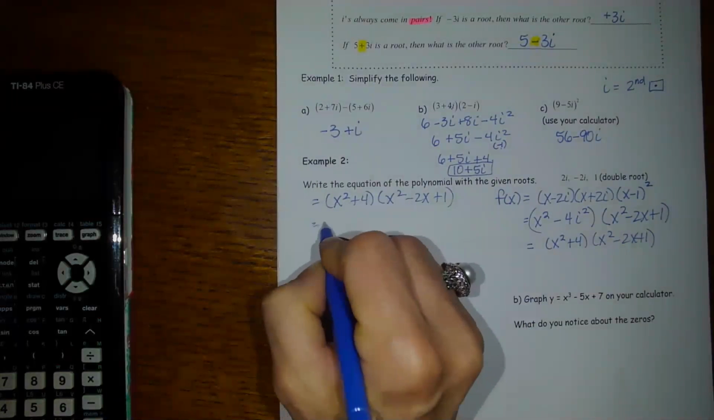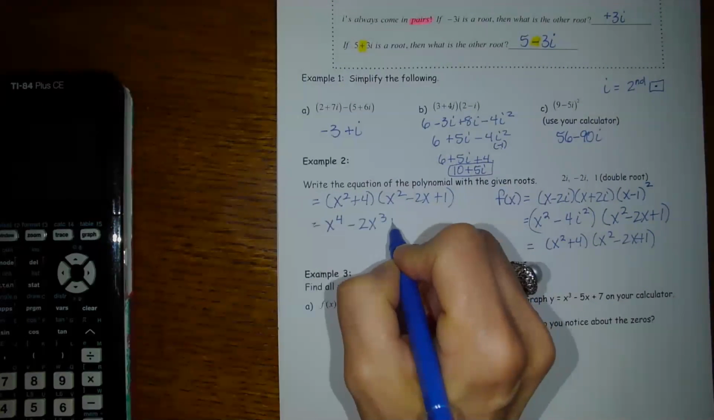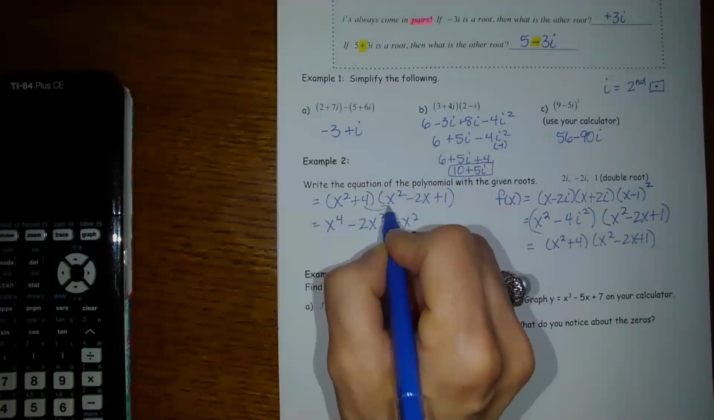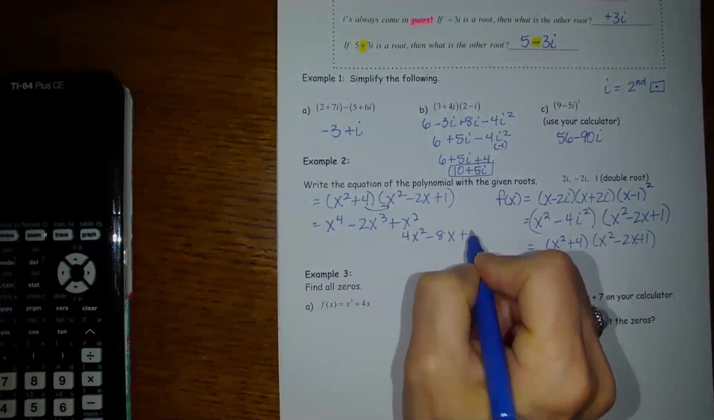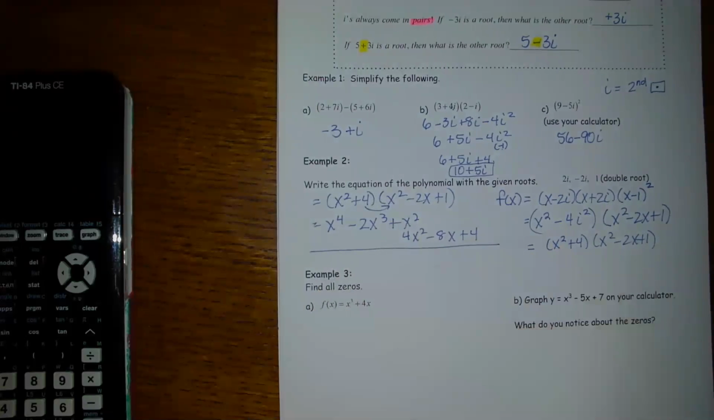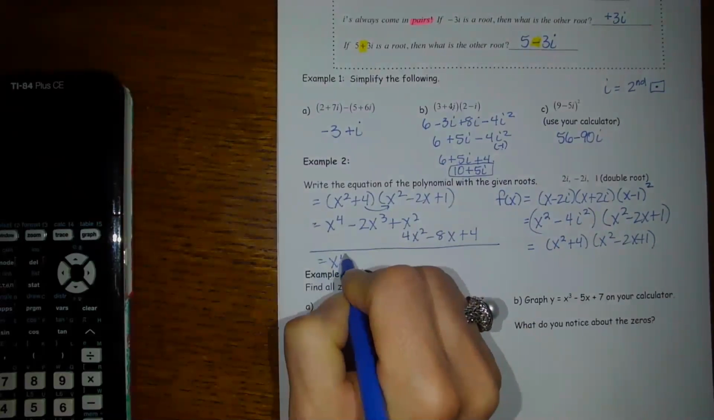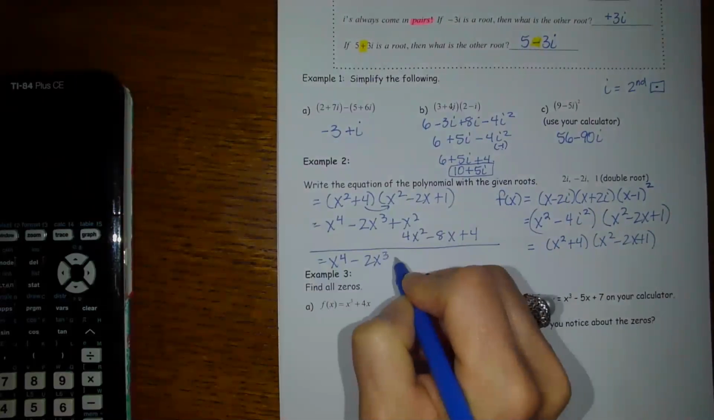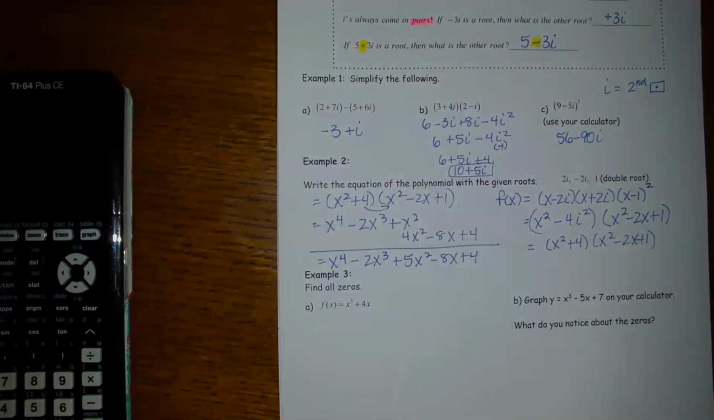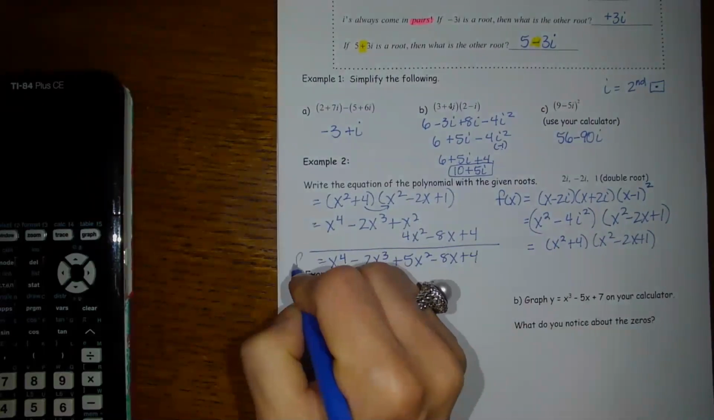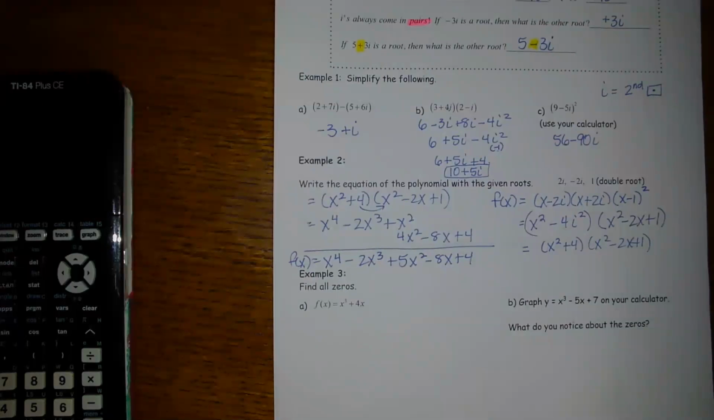x squared times x squared is x to the 4th. x squared times -2x is -2x cubed, plus x squared, right? Now I'll take the 4 and do that and line them up. If you do it like this, then you immediately see how they line up and you can add like terms. So that is x to the 4th minus 2x cubed plus 5x squared minus 8x plus 4. Okay? When you use the roots and you make an equation, the equation's going to look normal.